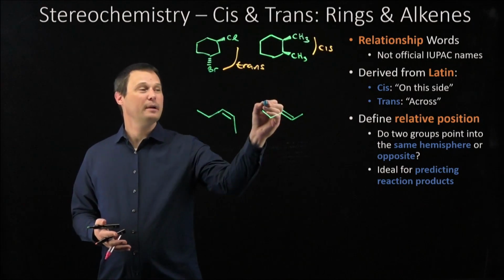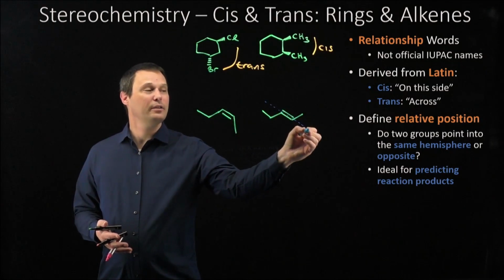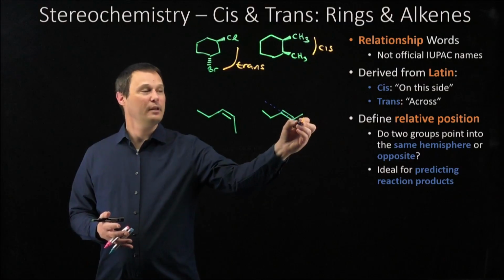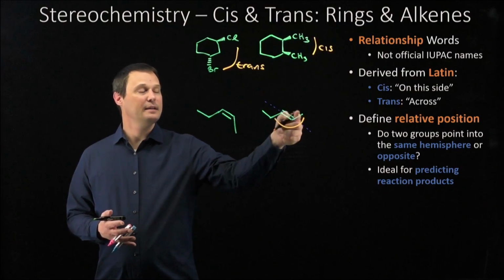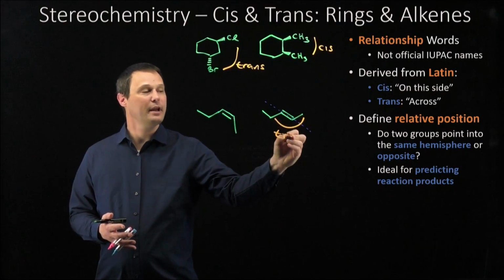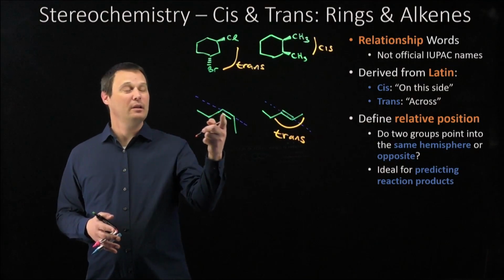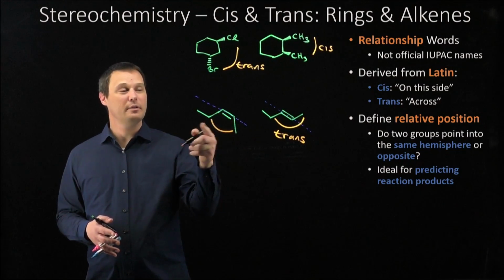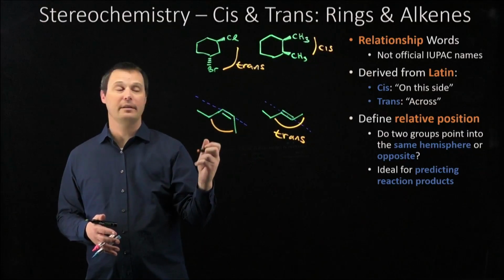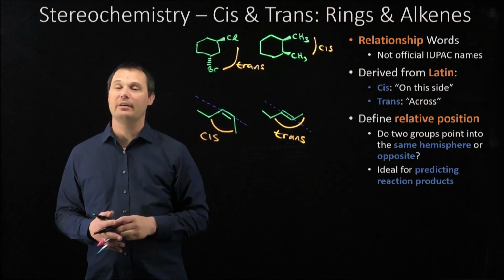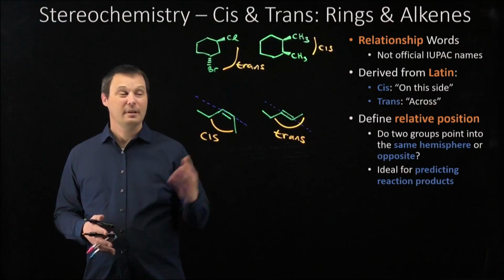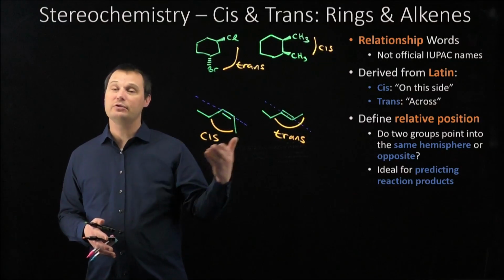We can address this by drawing a line parallel right through the alkene. Here, the methyl and the ethyl group are on opposite sides of the alkene. That makes this a trans alkene. This would be trans-pent-2-ene. When we draw the same parallel line through this alkene, the ethyl group and the methyl group are together on the same side of the alkene. That makes this a cis alkene. Cis-pent-2-ene. Again, these are shortcuts, not official IUPAC names.